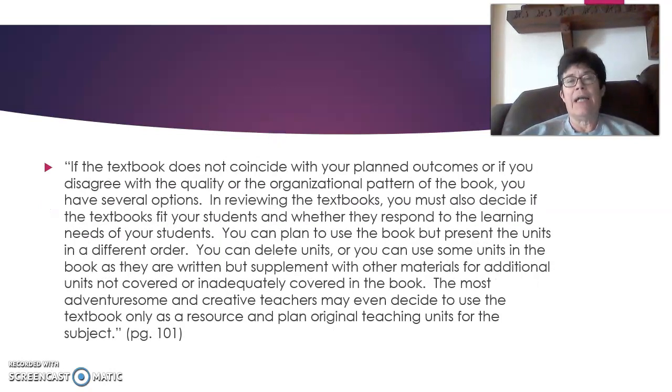If the textbook does not coincide with your planned outcomes, or if you disagree with the quality or the organizational pattern of the book, you have several options. Now, this holds true for most things. But if you have a subject area such as history, where you're going down a timeline, or mathematics, where one lesson builds on the next, you have to be very, very careful with this. But you need to review textbooks, and you need to know what you're looking at when you're reviewing textbooks.